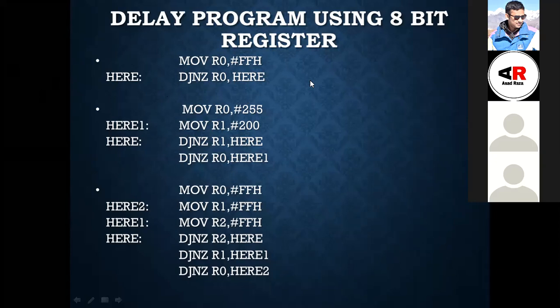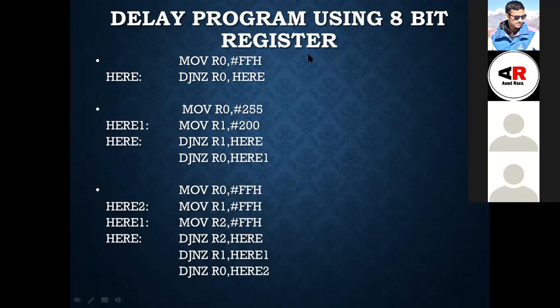Then it will come to the next instruction, that is DJNZ R0. Now, the DJNZ operation is decrement the content of R0 and jump if not zero. That means after the first iteration, the R0 content is FE because it is decremented by 1.